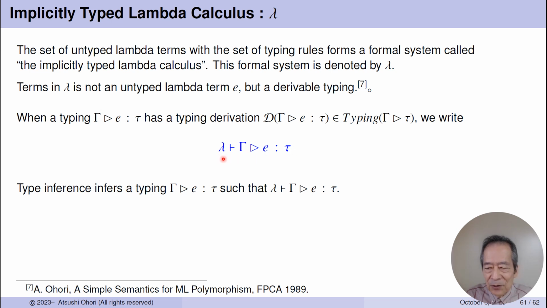The intuitive meaning of this notation is that this turnstile means something on the right hand side is provable from this system. So this lambda formal system proves this typing, right? So this typing is provable in this formal system. So typing inference infers a typing such that this typing is provable in this formal system. That is a precise and formal understanding of the implicitly typed lambda calculus.